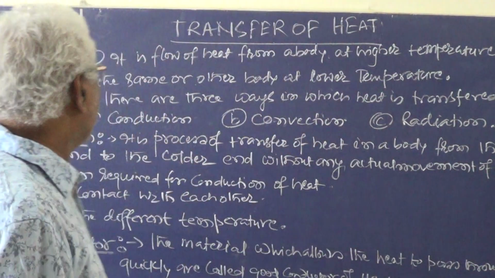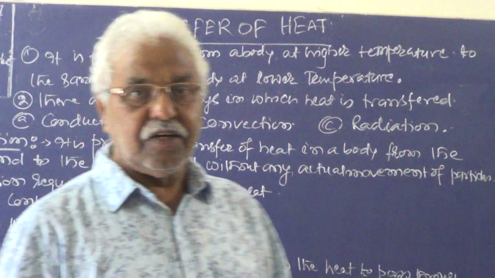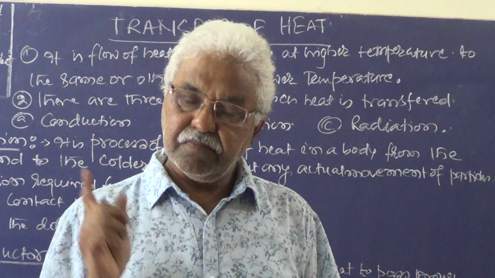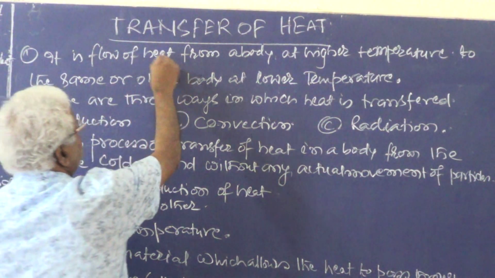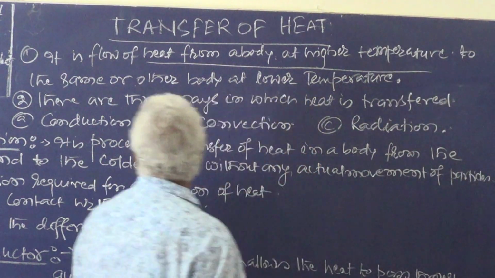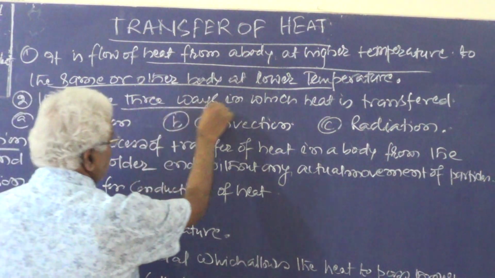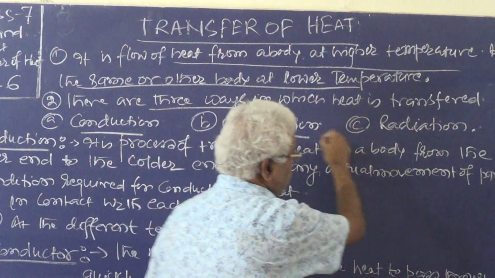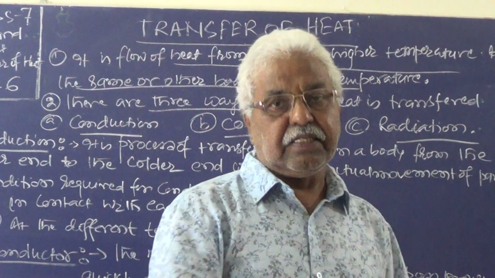Now we discuss in point wise. Heat flows from a body at higher temperature to the same body or another body at lower temperature. Now there are three ways in which heat is transferred. What are the three ways? Conduction, convection and radiation.